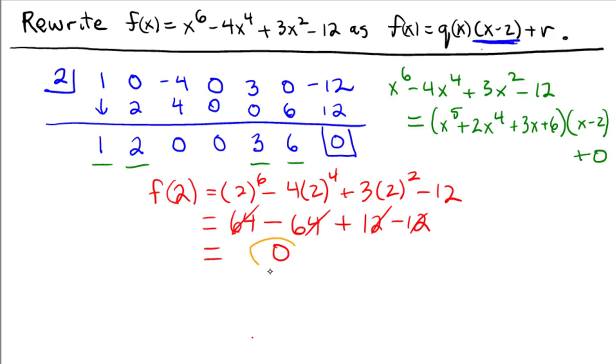So we can see that the remainder we get due to the factor theorem is the same as the remainder that we got at the end of the division problem, the same as the remainder that we got from the synthetic division.